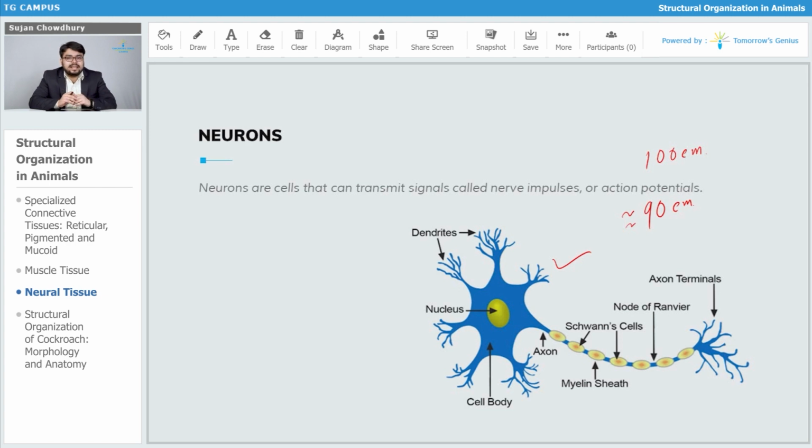And the length of the cell is very important. It's a characteristic feature because the cell is responsible for transmission of impulses. So greater length will ensure a smaller number of junctions, and the impulse can be transmitted at a much faster rate.